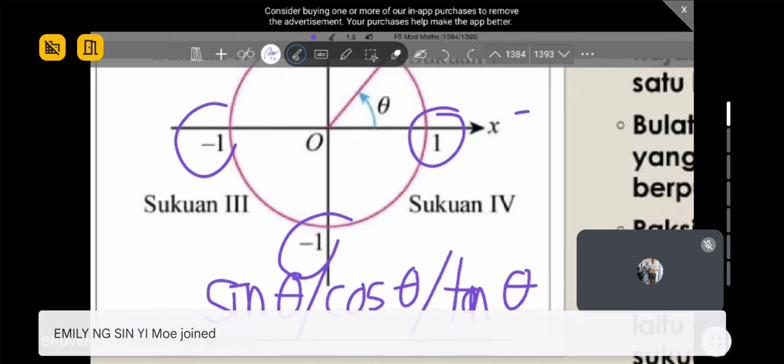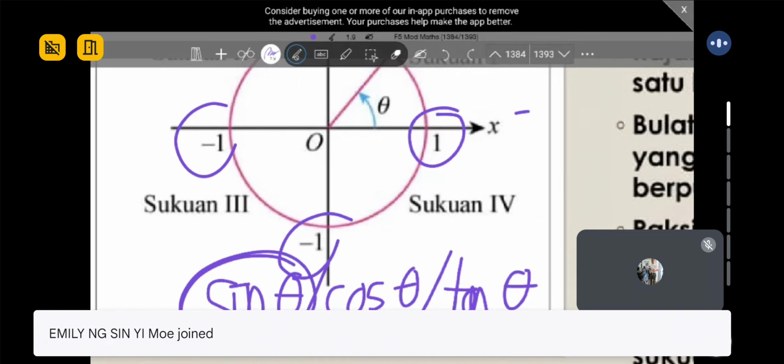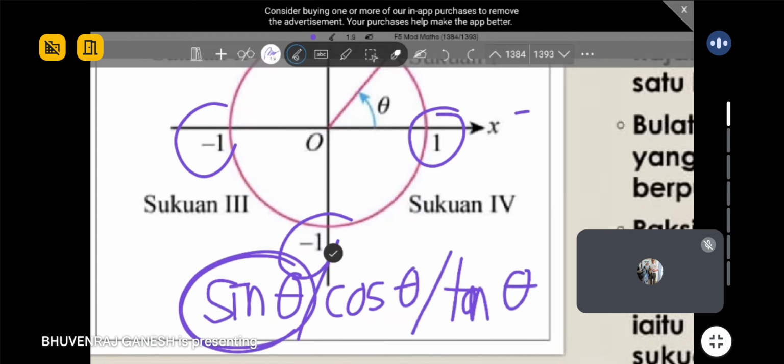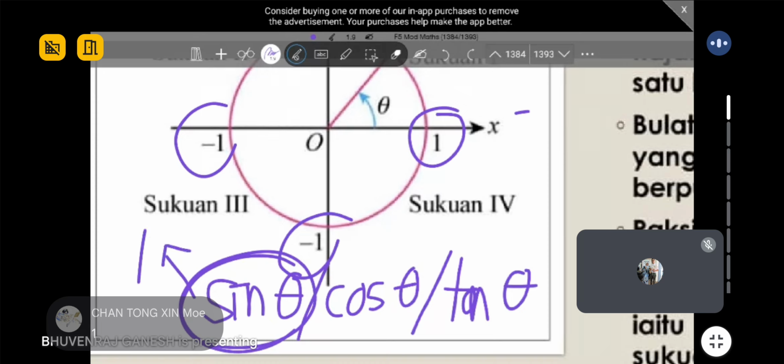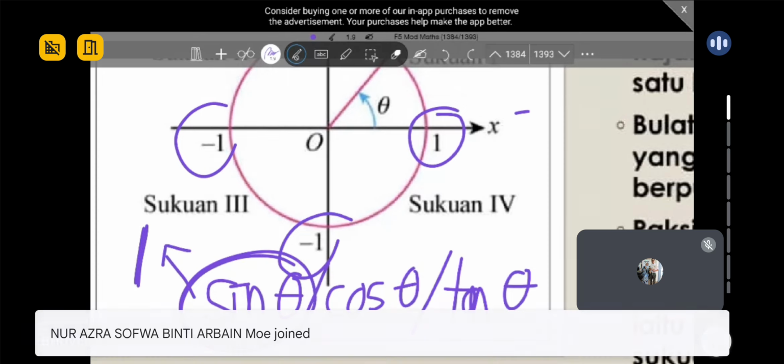So guys, siapa boleh bagi tahu saya nilai maksimum bagi fungsi sine berapa? What is the maximum value for the sine function yang kamu belajar? Apa nilai maksimum sine boleh pergi untuk sine theta? Siapa tahu jawapan dia? Yes. So perasan tak guys? Nilai maksimum untuk sine theta hanya boleh satu. It can only be one.